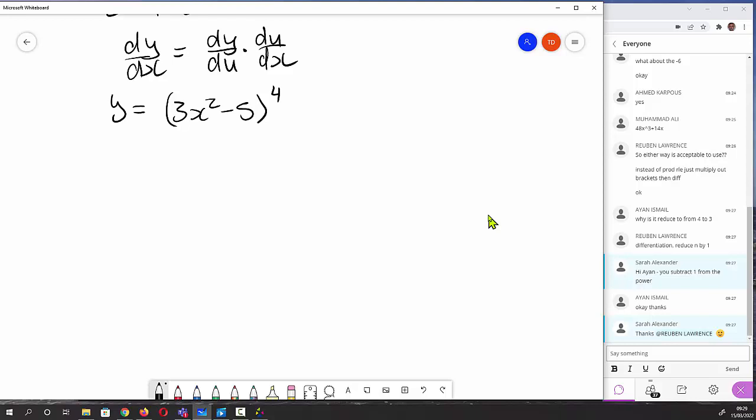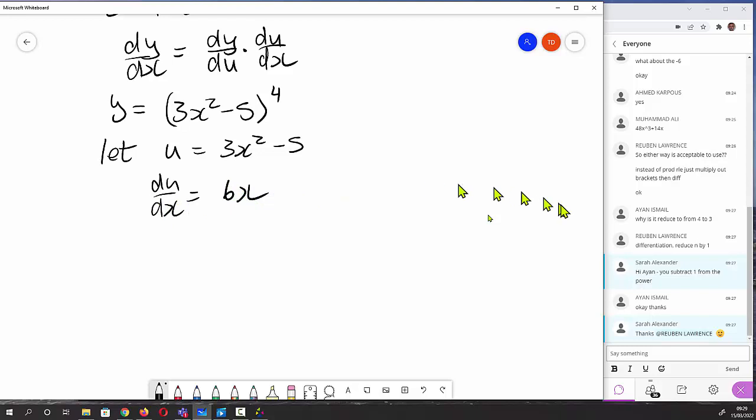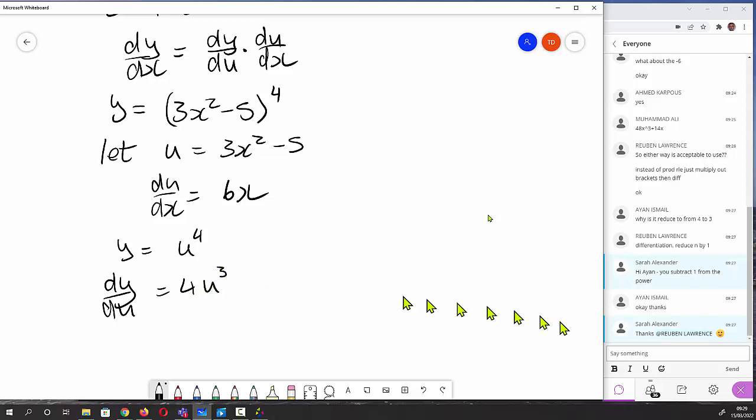But if I say let u equal 3x squared minus 5, okay, so now what I can find out is du by dx, so du by dx is equal to 6x. Everybody okay with that? I've multiplied by the power and then reduced the power by 1 and the constant term disappears. And then dy by du, so y, we're letting u equal that, so y is equal to u to the power of 4, isn't it? So dy by du is equal to 4u to the power of 3, isn't it?